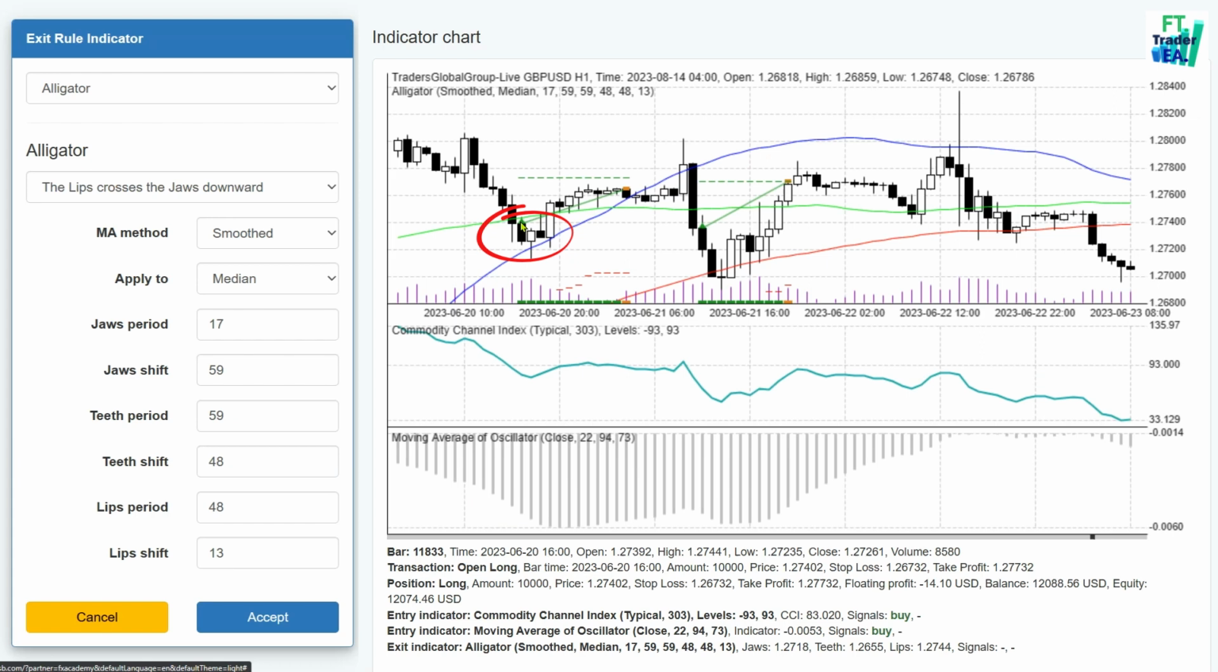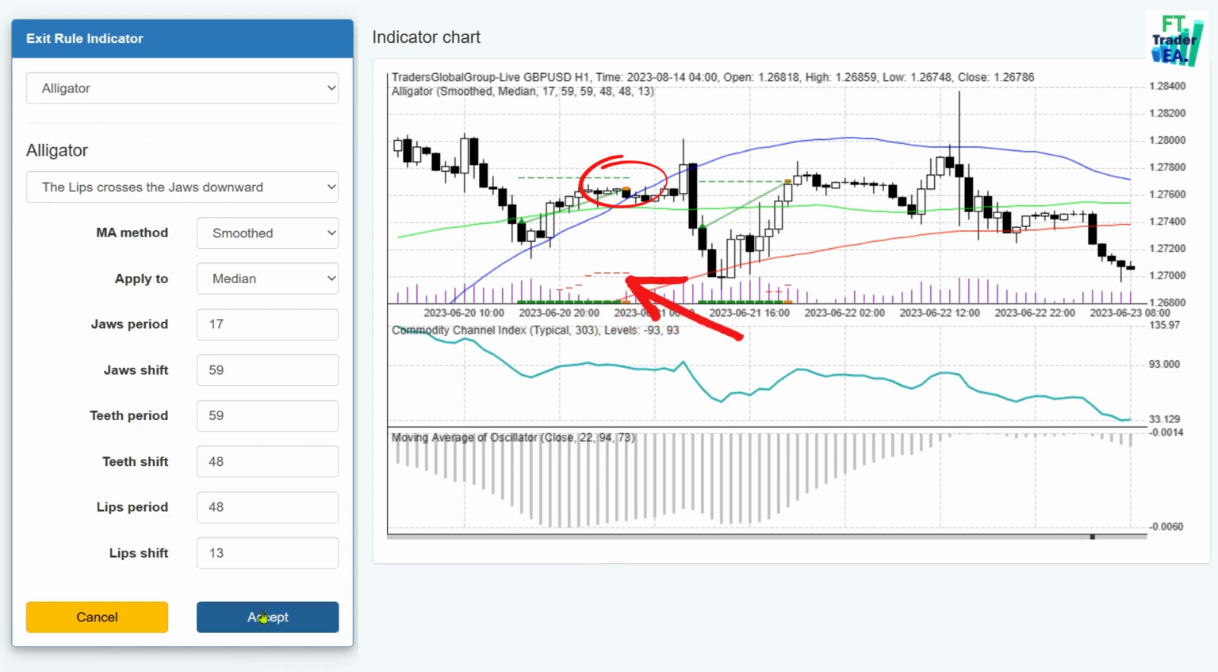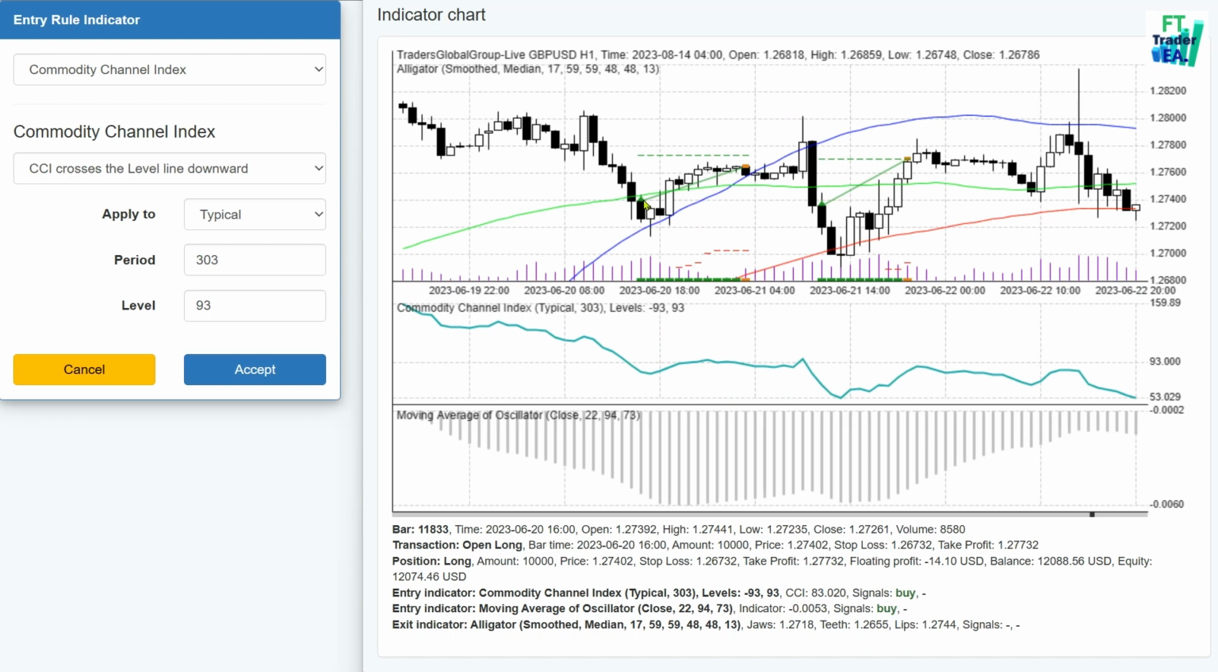Subsequently, the buy position concludes when the alligator lips cross the jaws in a downward trajectory. Alternatively, triggers for closure include trailing stop loss, standard stop loss, or a sell condition. Notably, this chart highlights 2 consecutive winning trades, which is certainly encouraging.